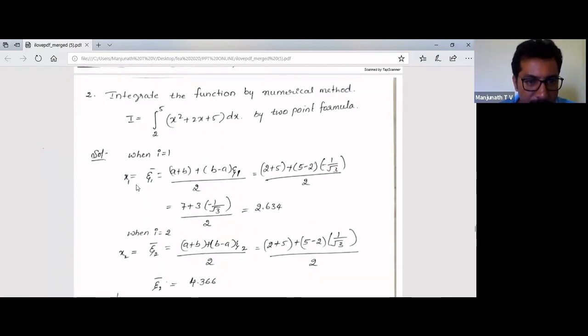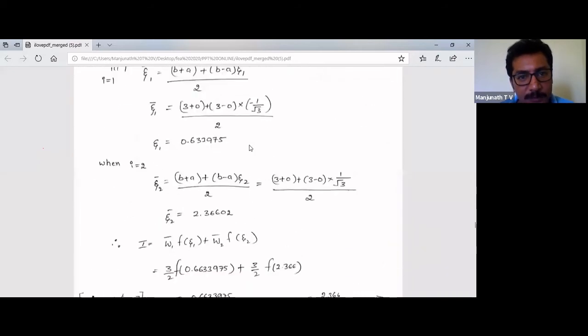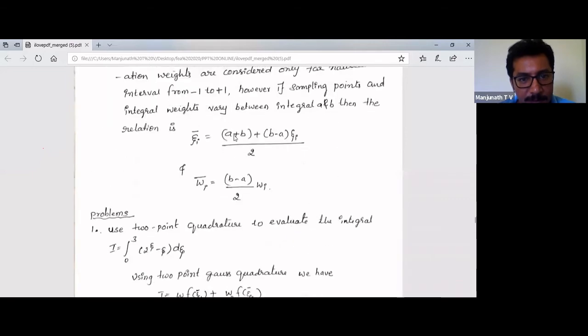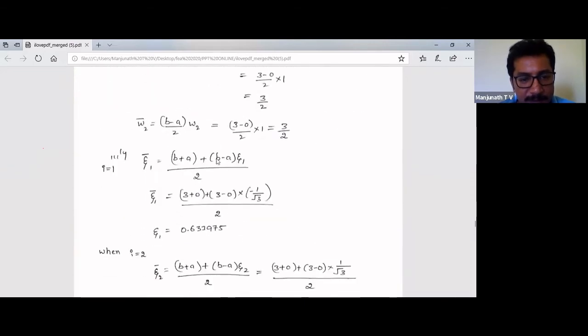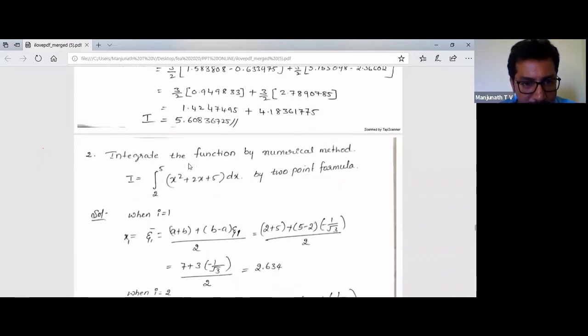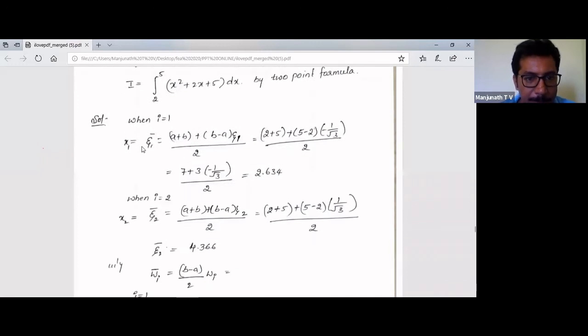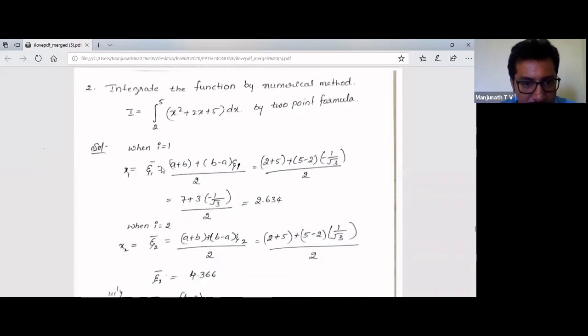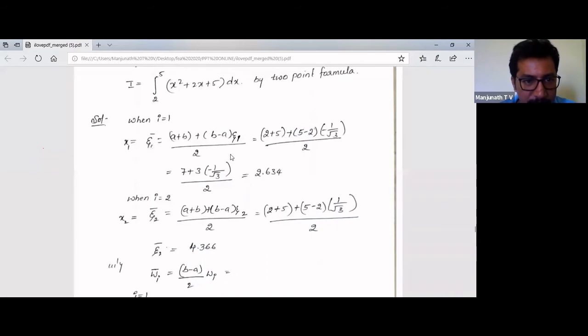When i is equal to 1, x1 is equal to zeta 1, because here the problem is given in terms of x, so we need to consider x as zeta here. As per the Gauss quadrature formula, with respect to the above formulas, the variable here is x, and we need to consider it as zeta. Then x is equal to zeta, so that x1 is equal to zeta 1 dash.